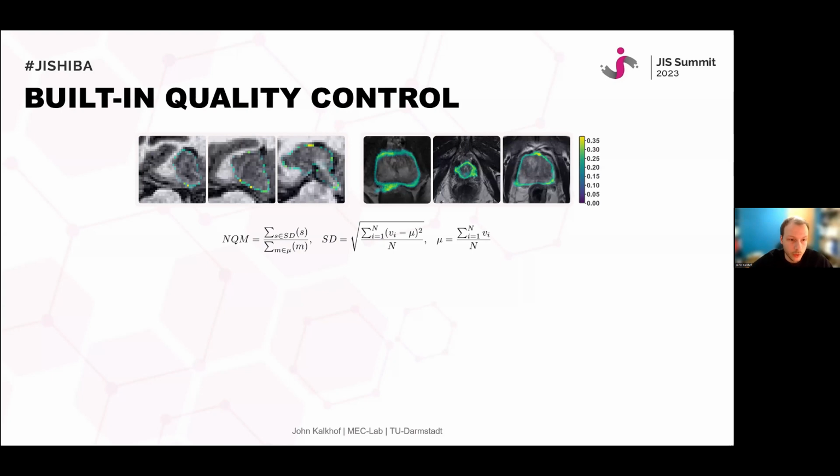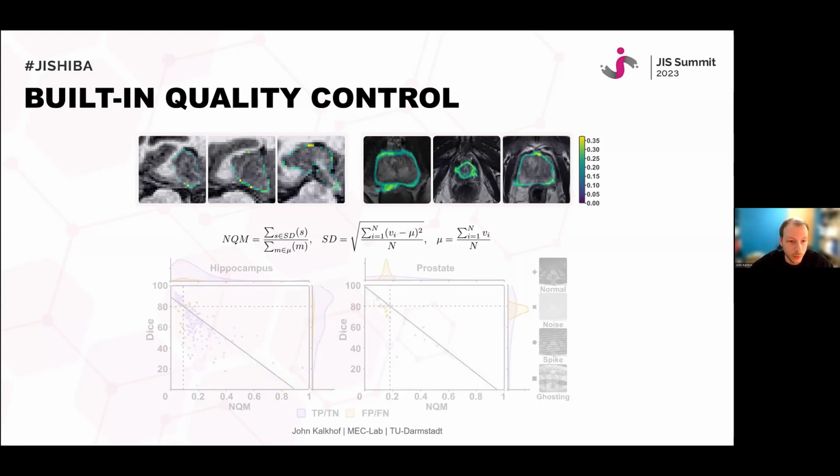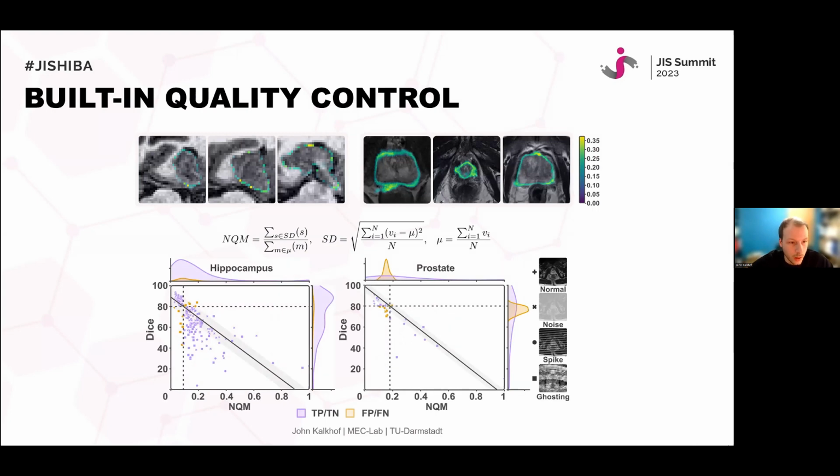The NQM score, so the NCA quality metric, is based on the standard deviation between the different segmentations that the model predicts and is divided by the mean of activated segmentation pixels to normalize it. And by this, we can make a quite well-founded assumption whether or not a prediction is good or not. And we can see here how well this correlates.